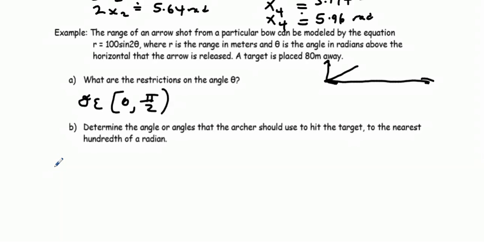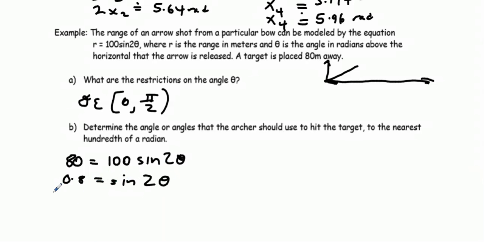Determine the angle or angles that the archer should use to hit the target to the nearest hundredth of a radian. Well, we know that if the target is 80 meters away, and r is the range that the arrow can travel, then I'm going to put 80 here. So now I want to solve for theta. I want to find the angle that the archer should aim at in order to hit the target 80 meters away. So I'm going to divide both sides through by the 100, and I'm going to get 0.8 equals sine 2 theta.